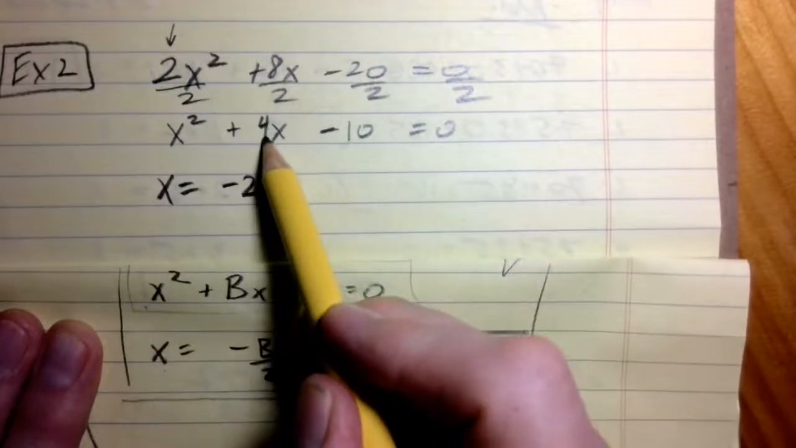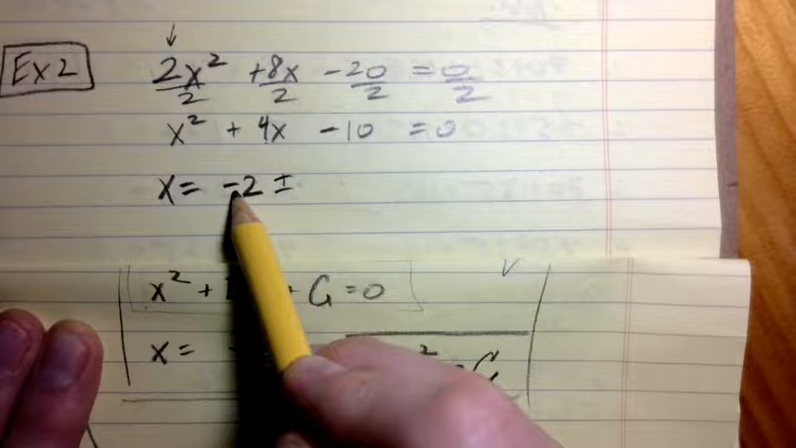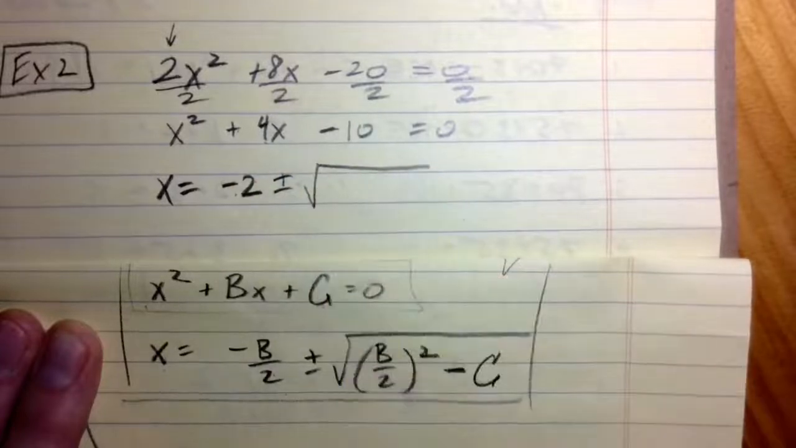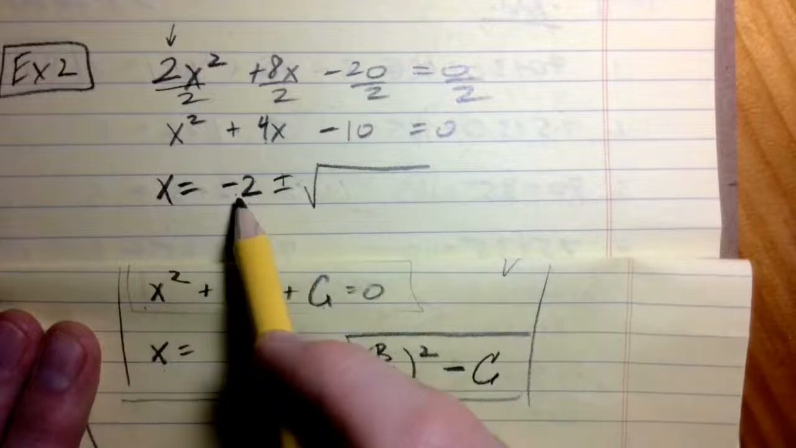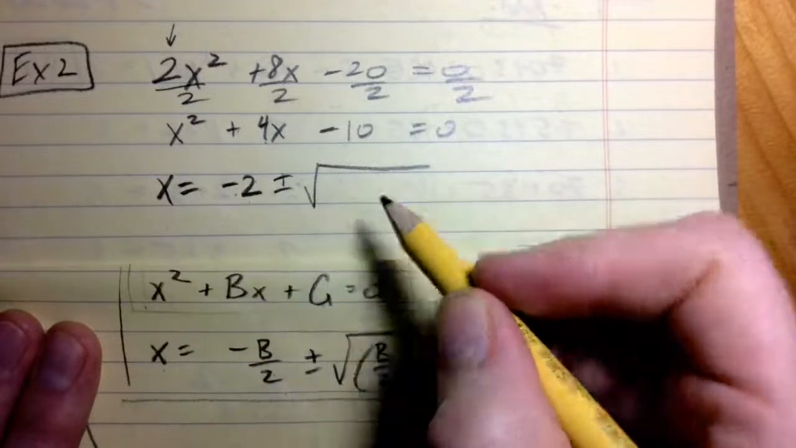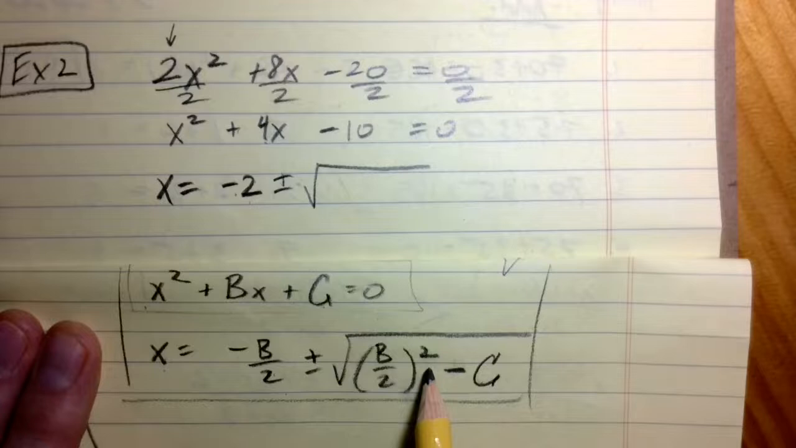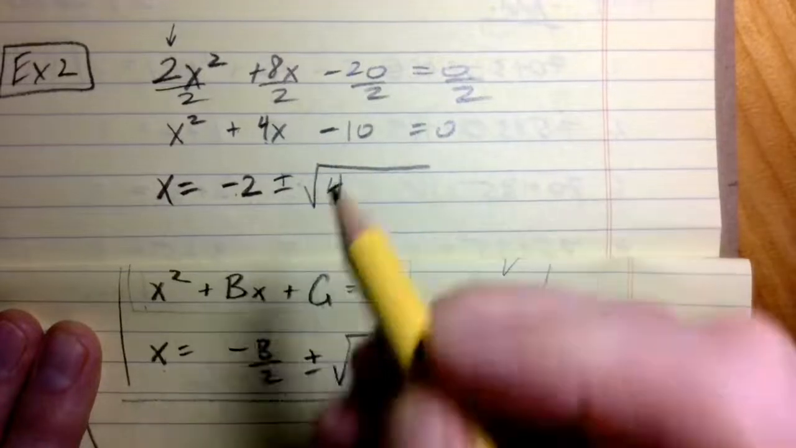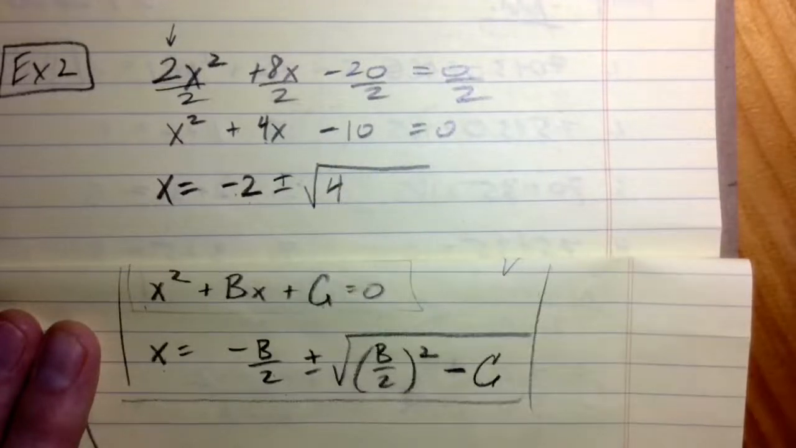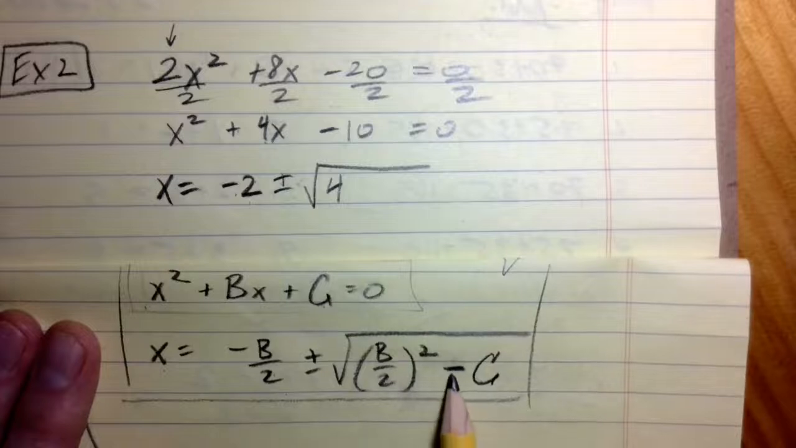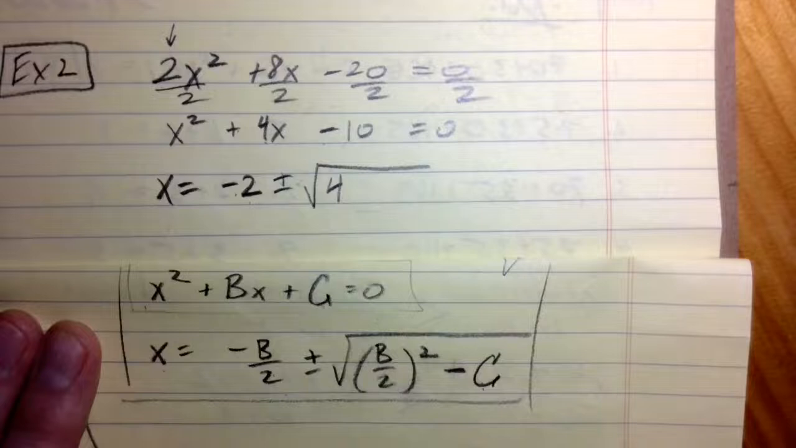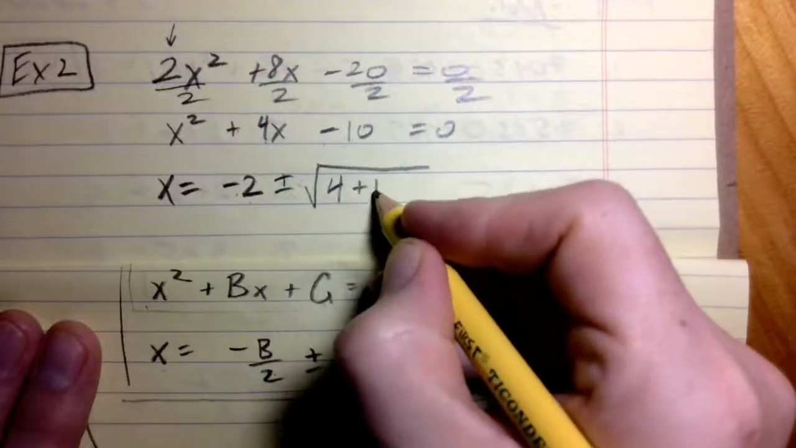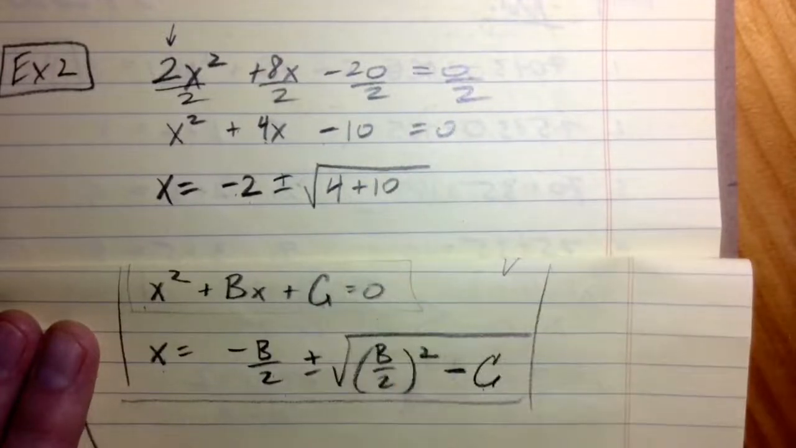So I take half of this and change the sign. And then I'm going to take this number and square it. Now whether that's negative 2 or positive 2, either way when I square it, which is this part of the formula, I get positive 4. Then the formula says subtract c. Subtract negative 10, which means I'm going to add 10.